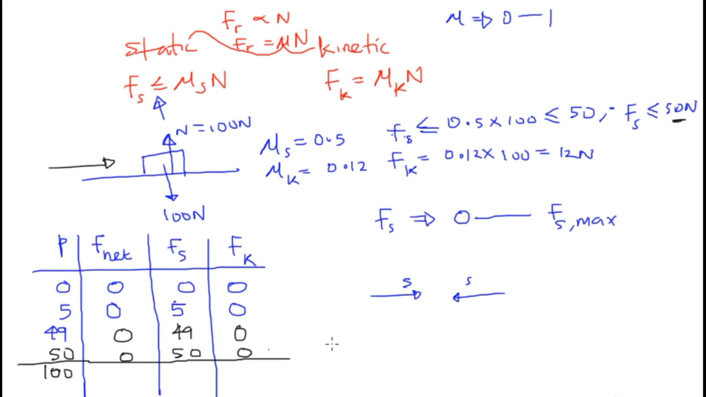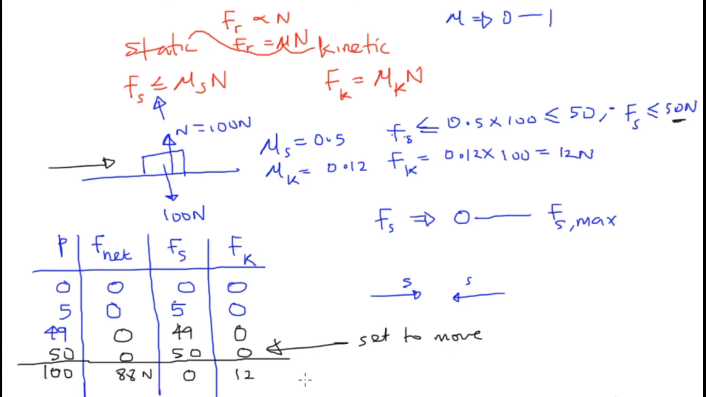Notice that at this point the object is set to move. If I apply a force of, let's say, 51 Newton or 100 Newton, there will be no more static friction on the object because I already overcame its static frictional force. The frictional force that will occur here will be 12 Newton. So the net force will be 100 minus 12, which is 88.